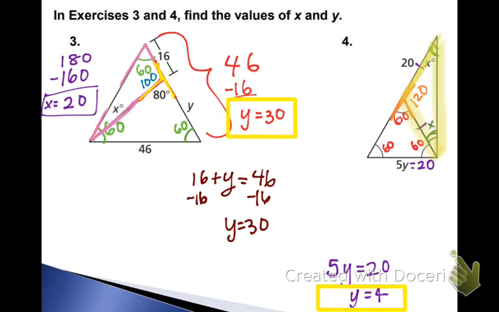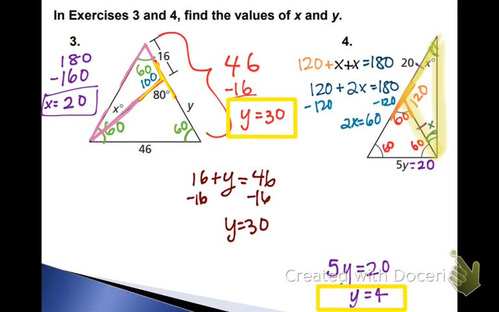Now we have 3 angles in a triangle. So can we solve? Yeah, we got 120. Now 120, and we have x and x, and they equal 180. So we have 120. What's x plus x? 2x. They equal 180. What do we do from here? Minus 120. So 2x equals 60. Divide by 2 and x equals 30. Questions, comments, concerns?